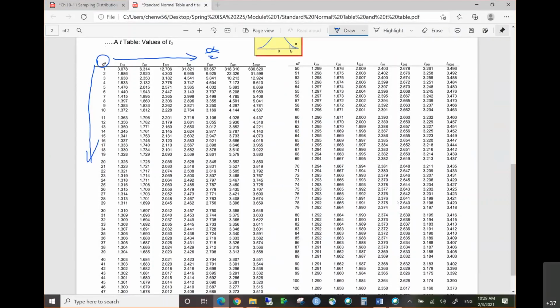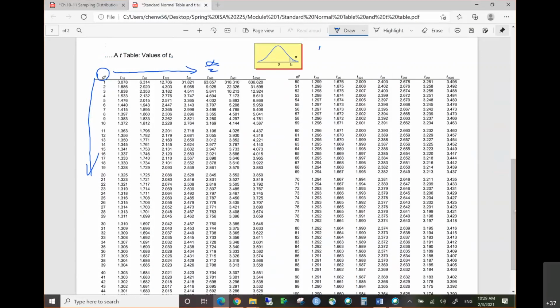So in our case, in our example, we say our n is 52. We want 90% confidence interval. That means our degree of freedom equals 51, right? So we just focus on the 51 line.